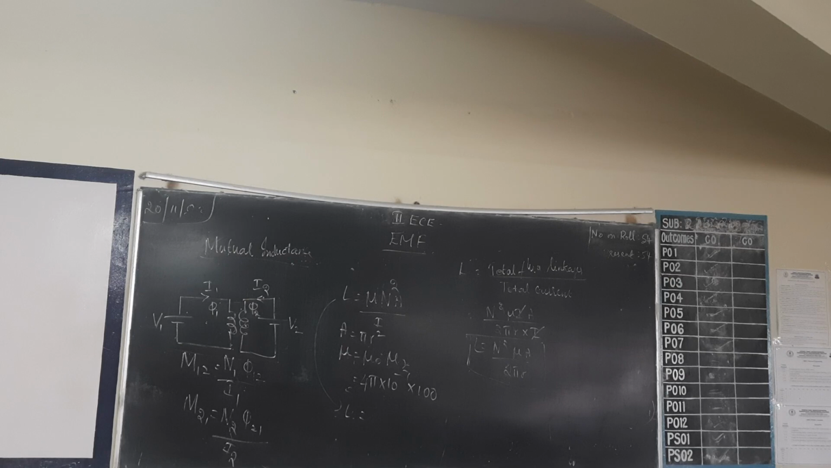Shall I go to the next one? 1.974. N is 1000. N is 1000, it is given. A is pi r squared. R is 8 centimeter. L is 1.974. Go to the next one.